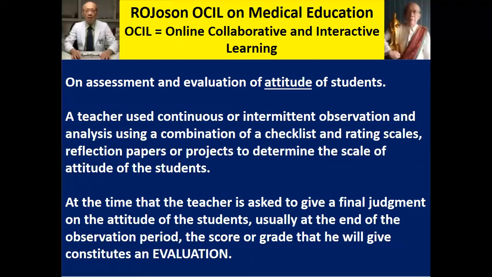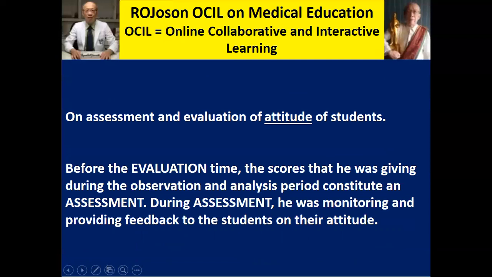On assessment and evaluation of attitude of students, a teacher used continuous or intermittent observation and analysis using a combination of checklists and rating scales, reflection papers, or projects to determine the scale of attitude of the students. By the time that the teacher is asked to give a final judgment on the attitude of the students, usually at the end of the observation period, the score or the grade that he will give constitutes an evaluation. Before the evaluation time, the scores that he was giving during the observation and analysis period constitute an assessment. During assessment, he was monitoring and providing feedback to the students on their attitude.